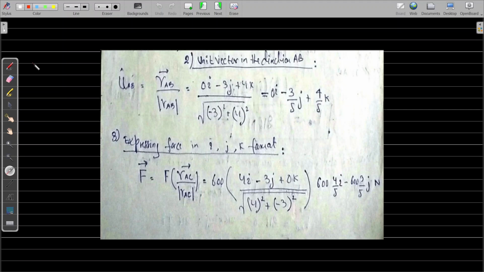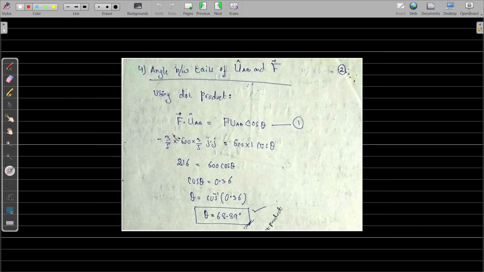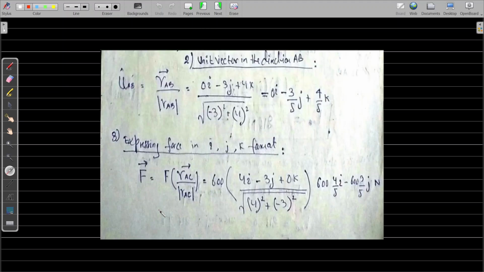Okay, and then if I go further, what about this vector F dot UAB? We already know the values of vector F and unit vector AB from previously. If you look at it, this was our vector F, 600 into 4 upon 5i minus 600 into 3 upon 5j, and this is unit vector AB.